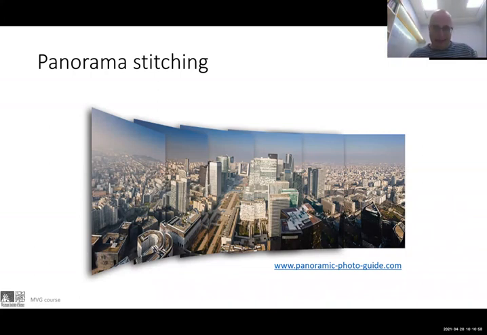Okay. So next we want to talk about panorama stitching.